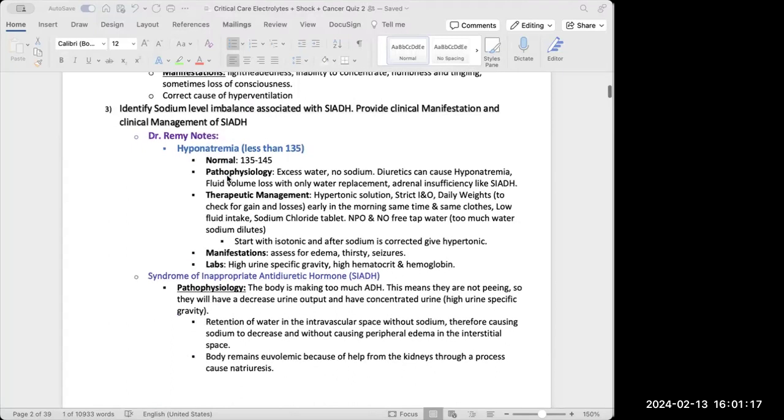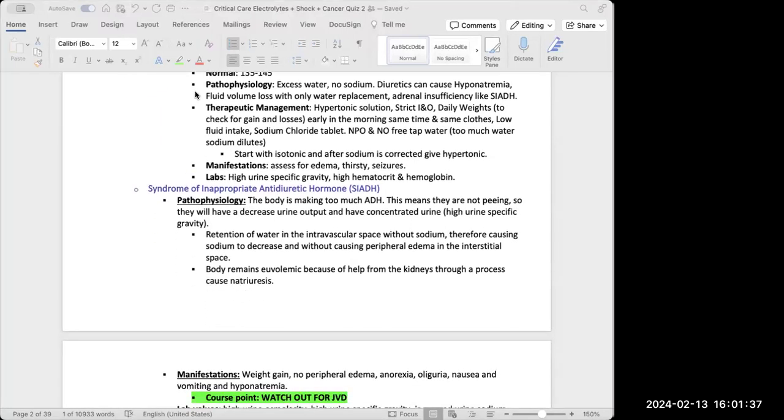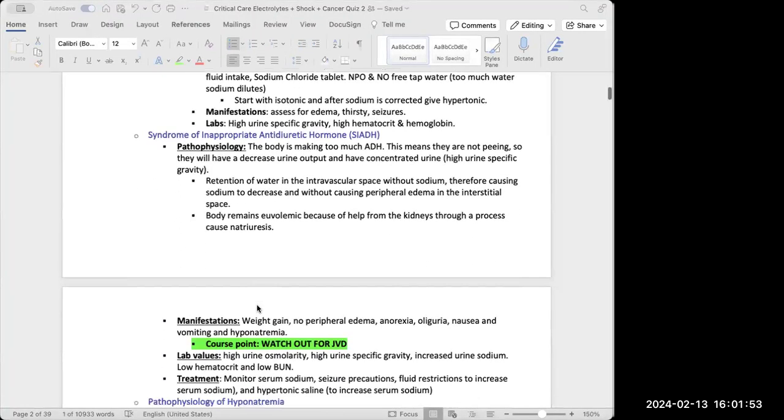Okay, so the next question is to identify the sodium level imbalance associated with SIADH and provide clinical manifestations and clinical management of it. So just to kind of explain what SIADH is, for those who don't know, it's essentially when the body is making too much antidiuretic hormone. And that means that they're not peeing because of it. They have so much antidiuretic hormone, antidiuresis, meaning not peeing, that they can't really go to the bathroom.